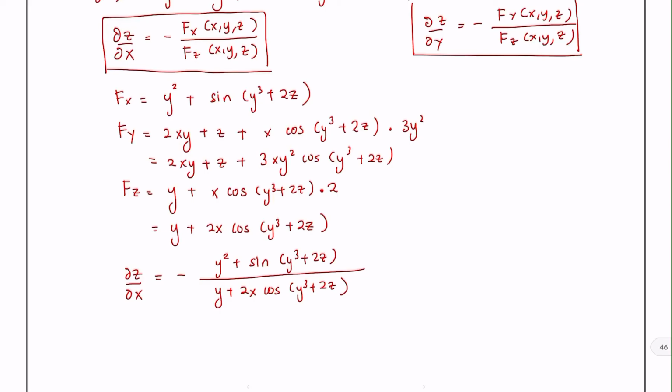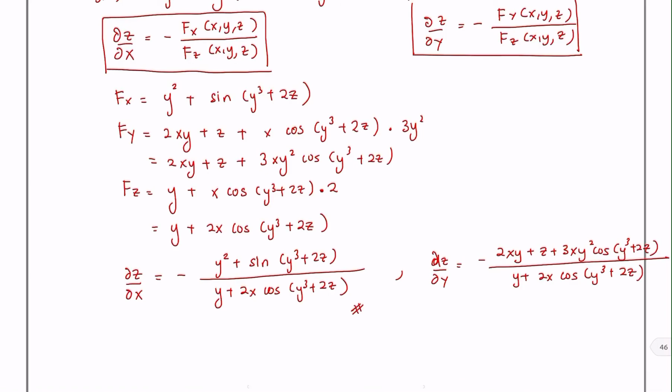And del z del y is equal to negative f_y, which is 2xy plus z plus 3xy squared cos of y cubed plus 2z, over the whole thing here, y plus 2x cos of y cubed plus 2z. So we have already solved for del z del x and del z del y.